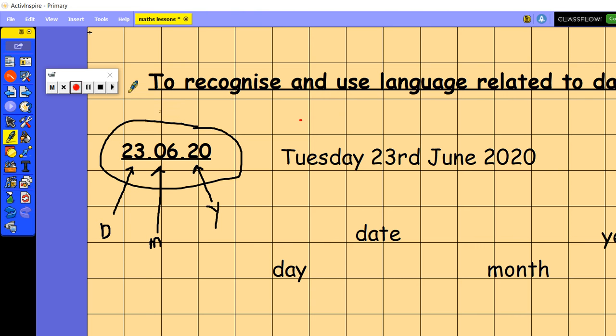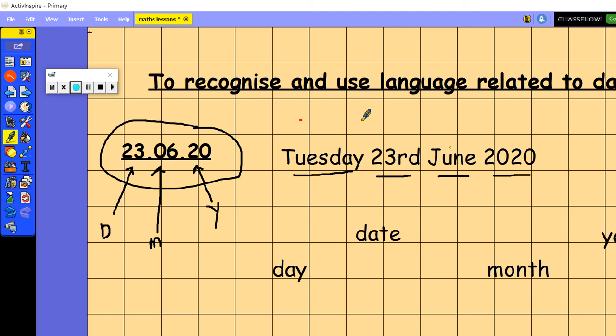Now, as we move through school, we may be asked to write the long date, which looks like this. So today it's Tuesday, the 23rd of June 2020. Now, all of this information is actually shared in the short date apart from the word Tuesday. So it doesn't tell us here that it is Tuesday. It does tell us that it's the 23rd, which is the date.